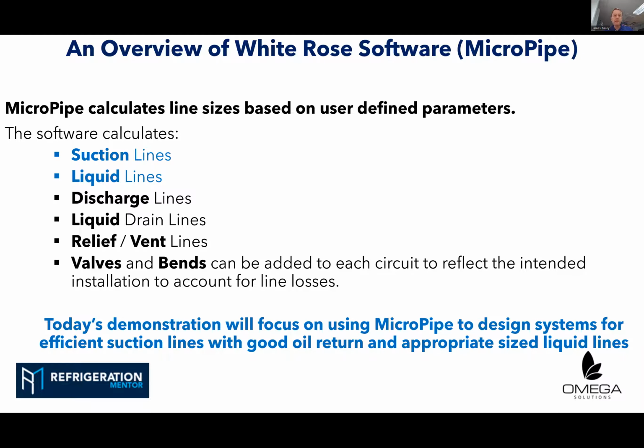MicroPipe calculates lines based on user-defined parameters. The lines that it can size are suction lines, liquid lines, which we'll be concentrating on today, discharge lines, liquid drain lines, relief and vent lines, and also valves and bends can be added to each circuit. I always do that as a matter of good practice. Today's demonstration is going to focus on using MicroPipe to design systems for efficient suction lines and for good oil return, and also appropriately sized liquid lines.